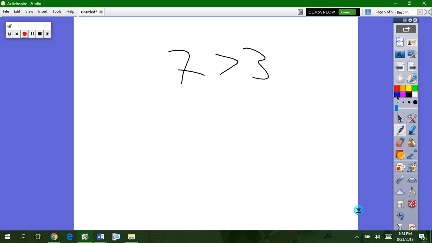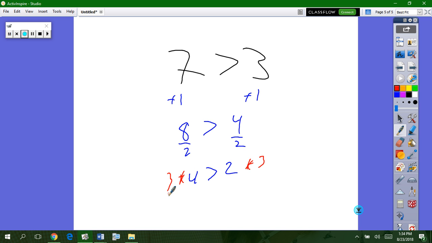Okay, I'm going to show you guys some things. And it's very silly. You guys can just pay attention if you want. This is really not notes, but here we go. If I add 1 to both sides, what do I get? Is that still a true statement? Okay, what if I divide by 2 on both sides? Still a true statement. What if I times by 3 on both sides? Still a true statement.